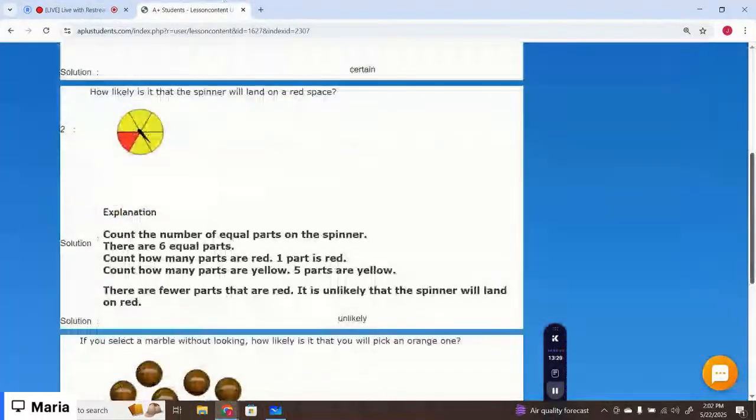Okay, the next one is that the spinner will land on the red space. Just look at the spinner. The spinner has a total of 1, 2, 3, 4, 5, 6 parts, and out of six, one part is red and five parts are yellow. So there are fewer parts that are red. It is unlikely that the spinner will land on red.